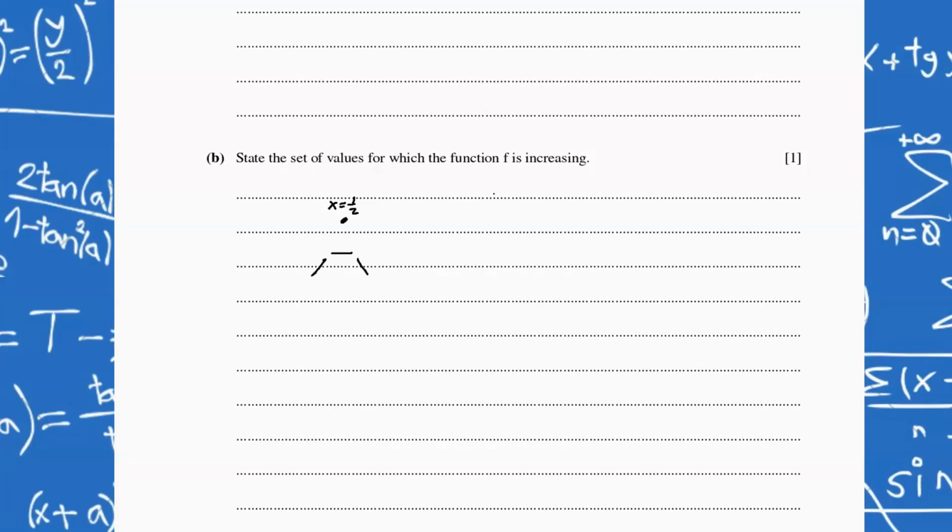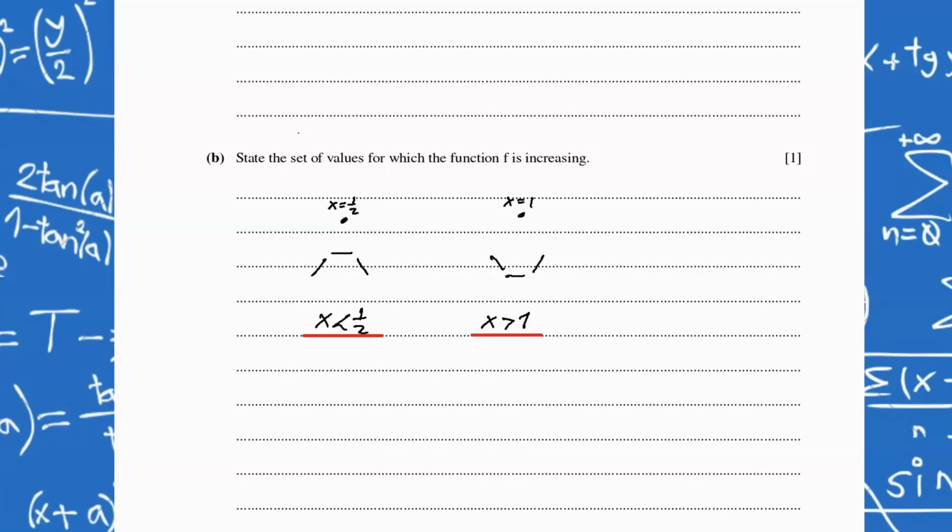And we would say that the function is increasing for values of x that are less than a half. And the other point is when x is equal to 1, and it's a minimum, so it's increasing for values of x greater than 1 and decreasing for values of x less than 1. So for values of x greater than 1, the function f is increasing. So I'll take this and this for our solution.